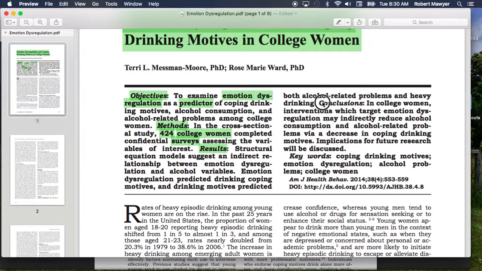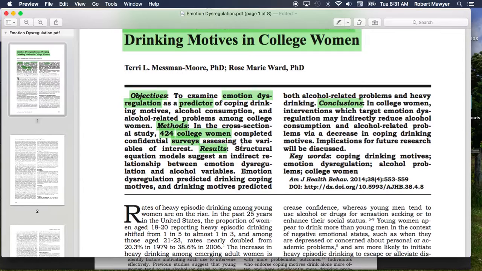Finally, an abstract is going to end by providing what here they're calling conclusions, but we could maybe also think about as, what next, or what can we do with this? So here they're saying that in college women, interventions which target emotion dysregulation may indirectly reduce alcohol consumption and alcohol-related problems via a decrease in coping drinking motives.